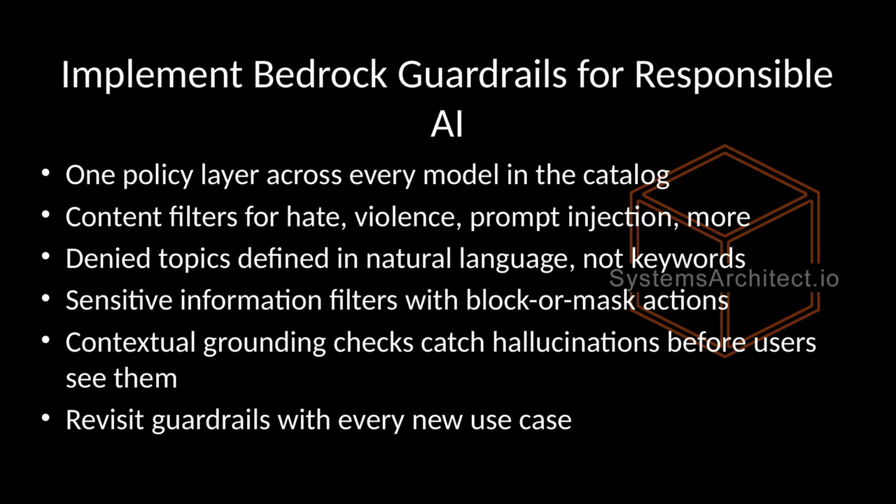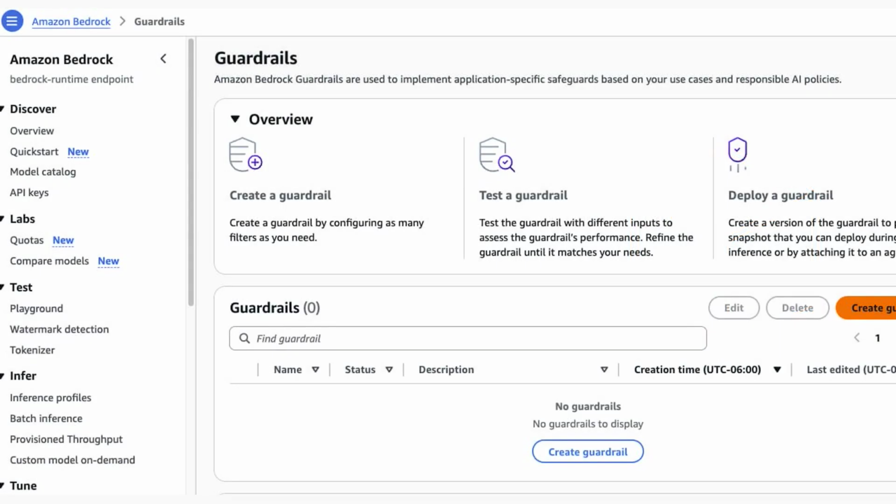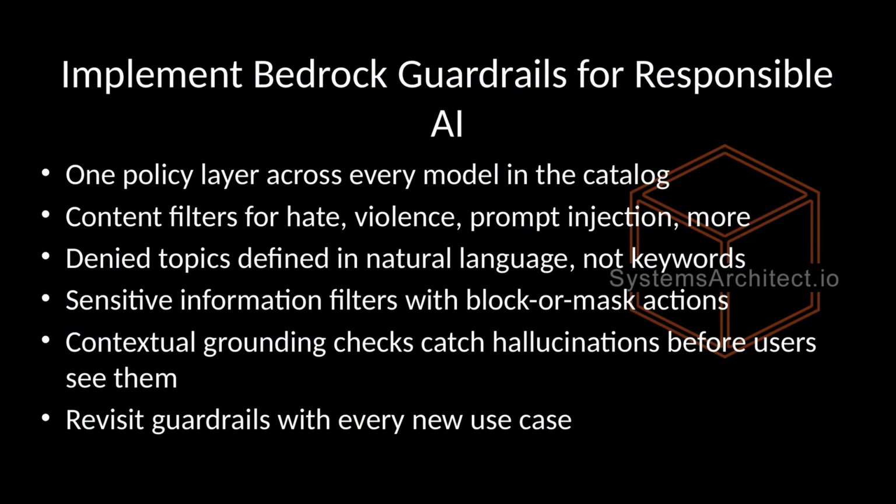1. Implement Bedrock Guardrails for responsible AI. Guardrails is the policy layer that sits between your application and every model in the Bedrock catalog, so the same rules apply across the board. Configure content filters for hate, insults, violence, and prompt injection across text and image inputs, and define denied topics in plain language instead of brittle keyword lists.